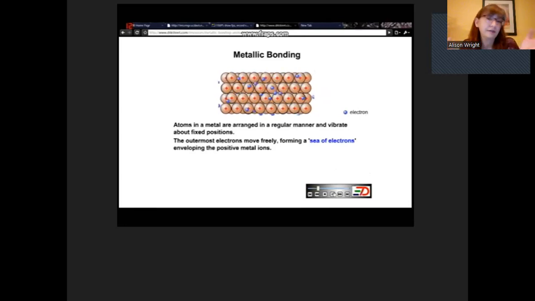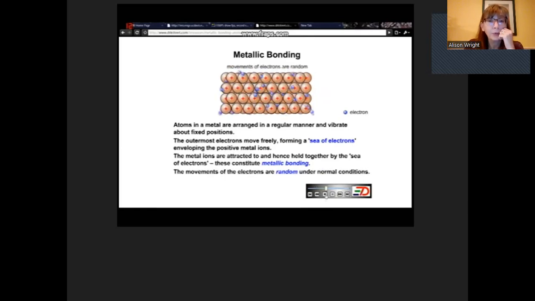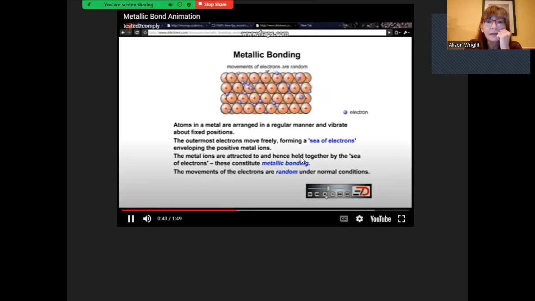The ions don't really feel any need to move apart. This is why they have high melting points. Let me see, what else does this say? Metal ions are attracted to and hence held together by the sea of electrons.